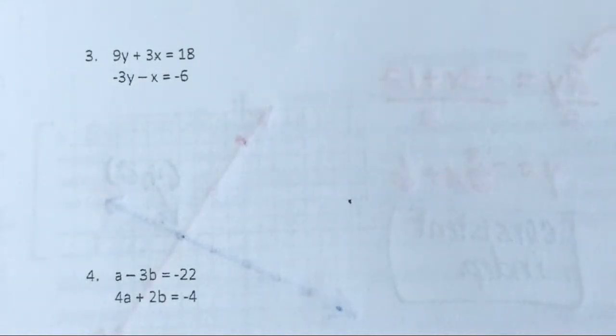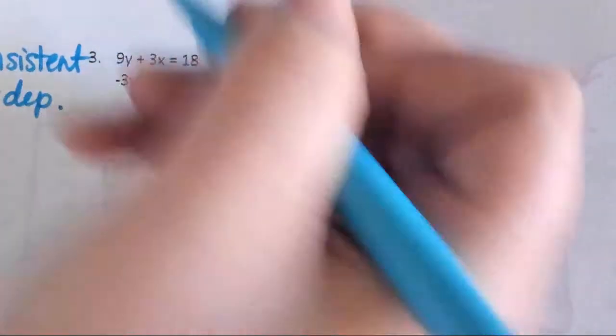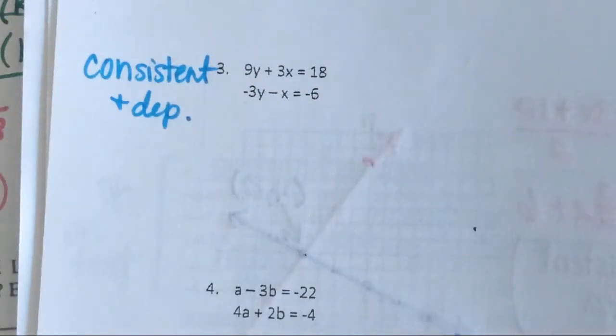Consistent and dependent. You're saying it's going to be infinitely many. Why? Oh my gosh, she's good. Okay, so you have a point for that. We discussed infinitely many. They're the same line, so they're multiples of each other.